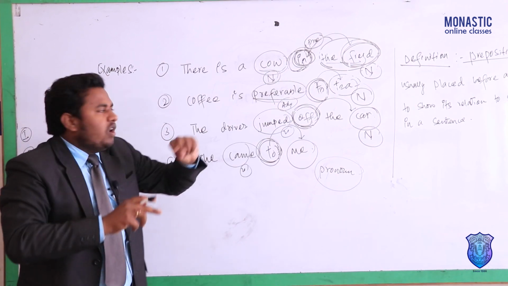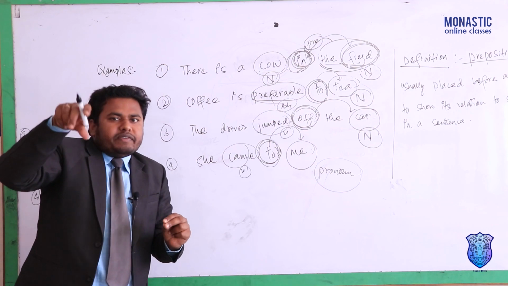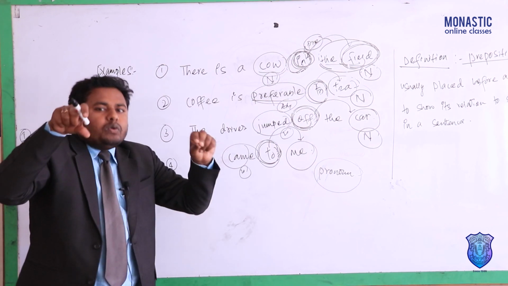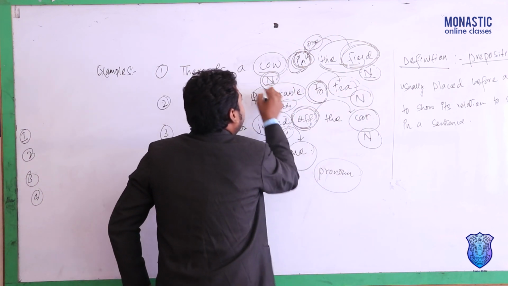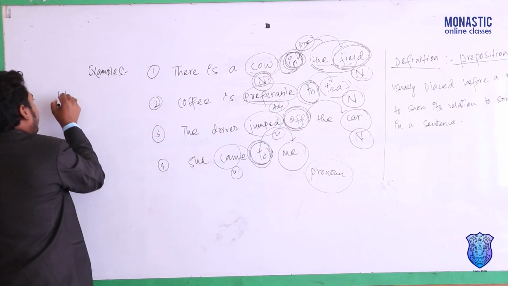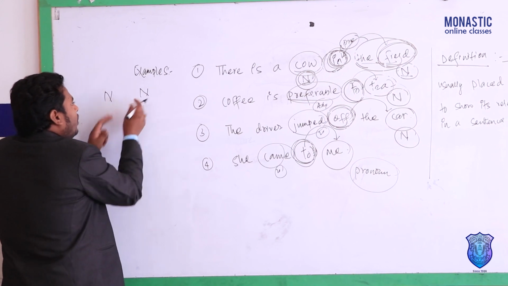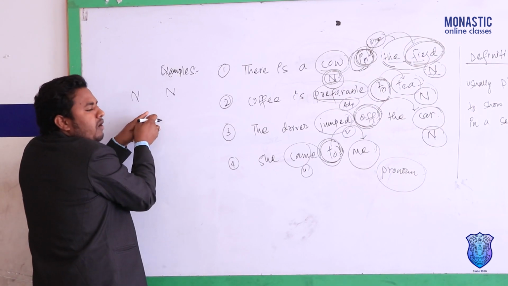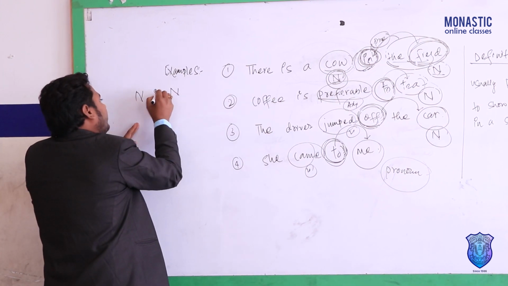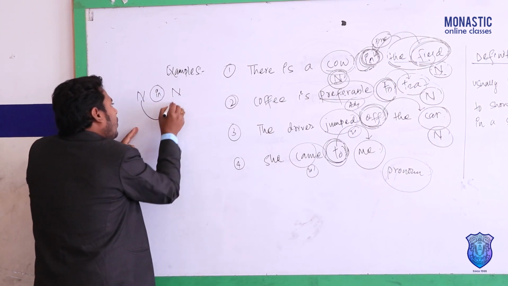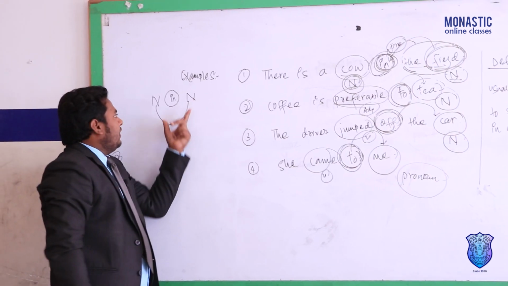Preposition is a word which shows the relation between two words. And what are those two words? These two words are a noun and a noun, the relation between noun and noun. Who connects the relation between noun and noun? Preposition. And what is the preposition? In. In is the preposition which shows the relation between noun and noun.